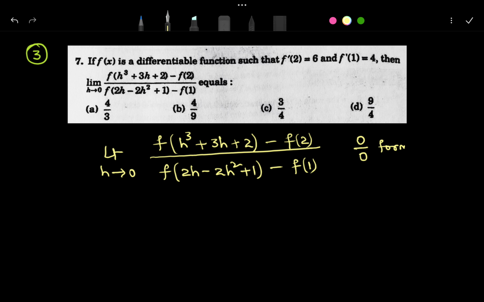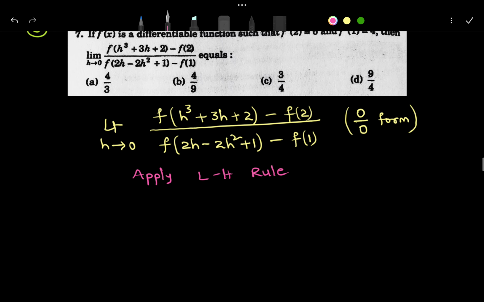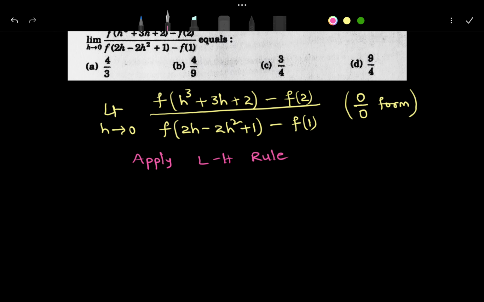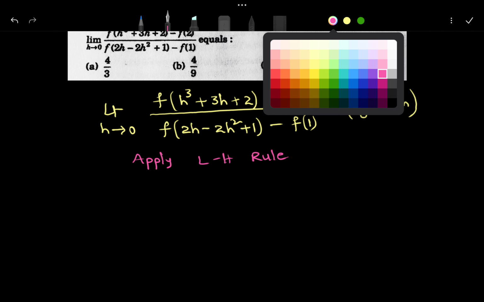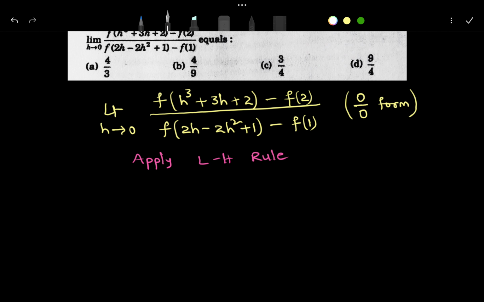You know, if any limit value is 0 by 0 form, you apply L'Hospital rule. So apply the L'Hospital rule. You know what is L'Hospital rule? Differentiate numerator and denominator separately. So then we will get this value, limit h tending to 0.